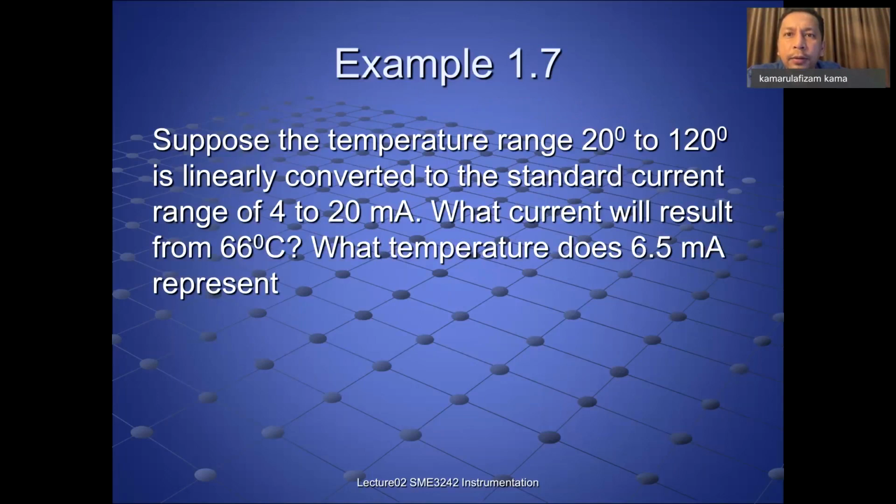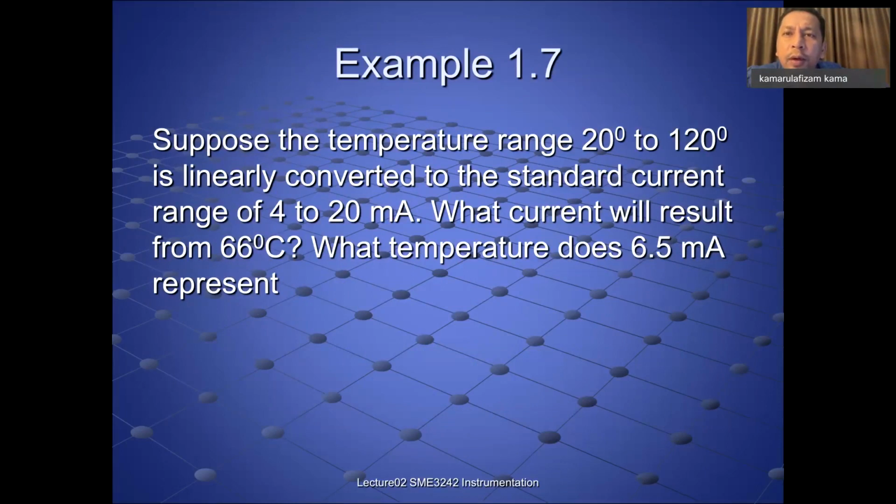All right. This is another example that you may want to look into. I think you must see this, because normally in the exam this is the most popular question they will ask. So you have a temperature range of 20 to 120, and the keyword here is linearly converted, to a standard current of 4 to 20. What current will result from 66 degrees, and what temperature does 6.5 milliamps correspond to?